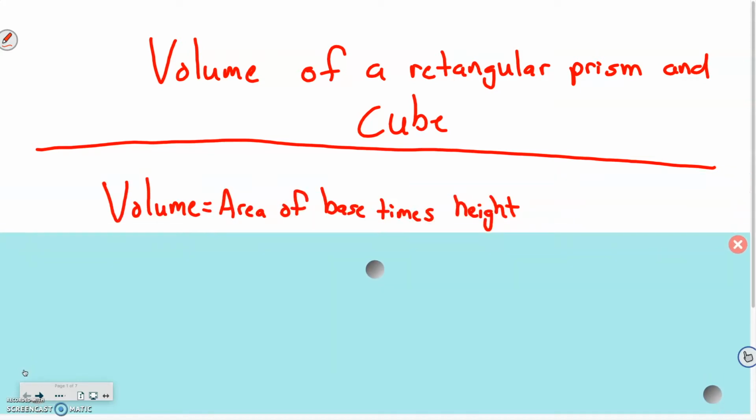Alright. So here's the formula. Volume equals area base times height. So write that down. Pause it. Push play when you have it.